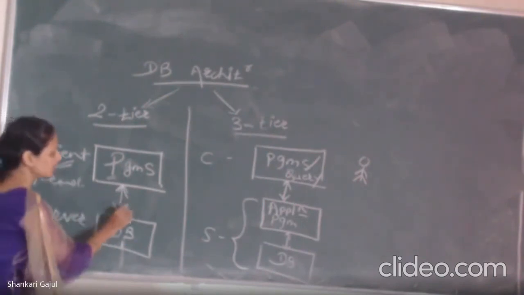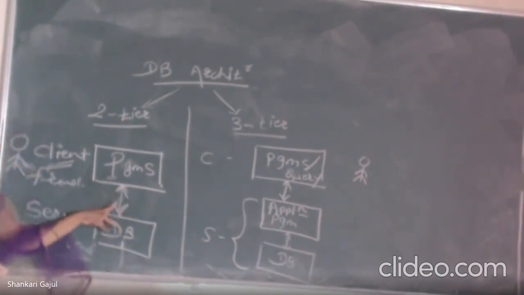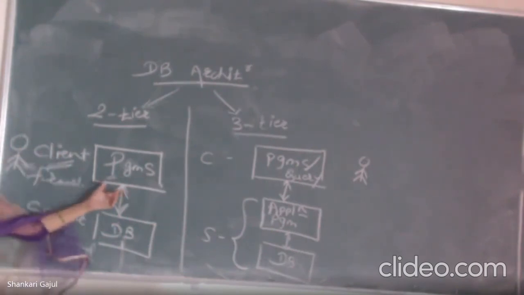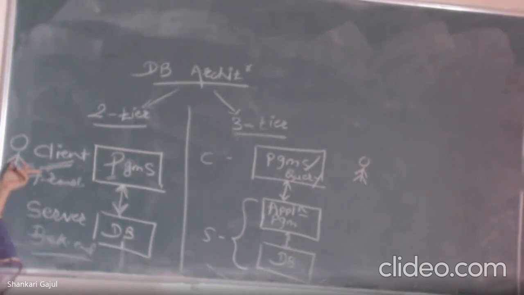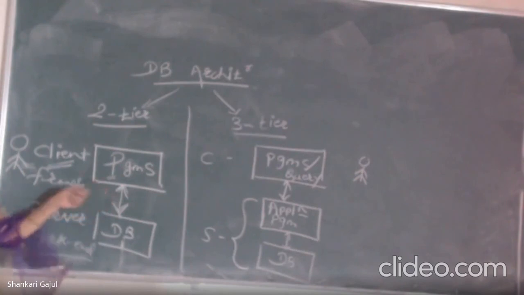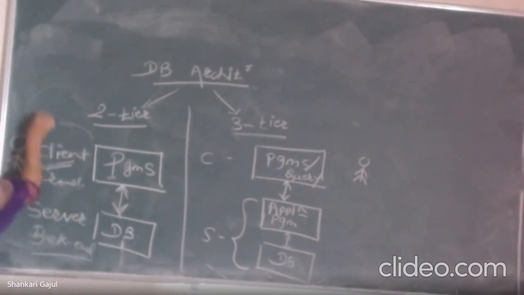There is no interruption in between these two modules. The two-tier architecture means the programs present on a client machine, which is obviously on the front end, can interact directly with the database system. For directly interacting, they use the application program. So might be these are the new users.